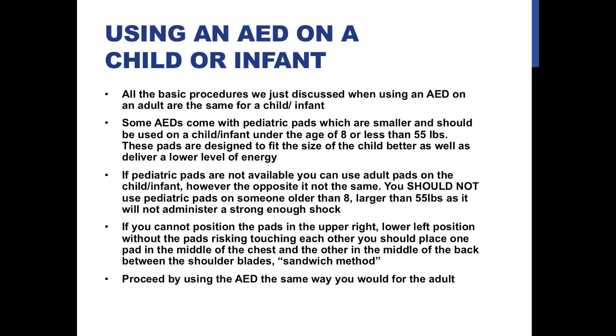If you cannot position the pads in the upper right and lower left position without the pads risking touching, so you never want the pads actually touching each other, you should place one in the middle of the chest and the other in the middle of the back between the shoulder blades. And we call this the sandwich method. So you're putting one pad on one side, baby in the middle, another pad on the other side. Proceed by using the AED in the same way as you would for the adult.